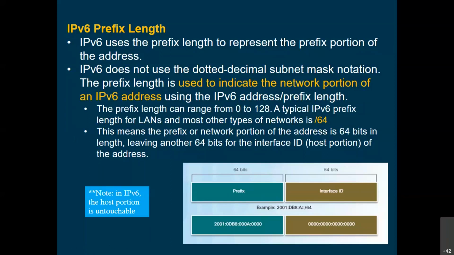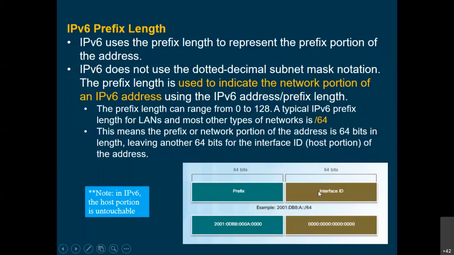Okay? So the prefix length can range from 0 to 128, but the typical IPv6 prefix length for LANs and most other types of network is /64. So this means that the prefix and network portion of the address is 64 bits, and the other 64 bits is the interface ID, which is the host portion. So the prefix tells you the network portion, and then the remaining bits is the host portion.